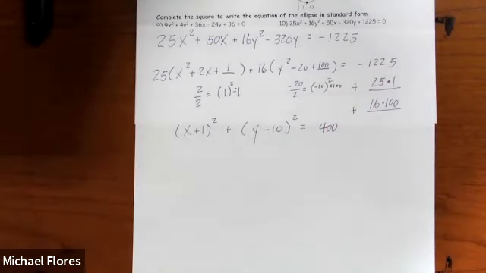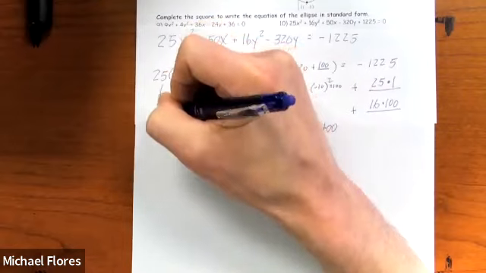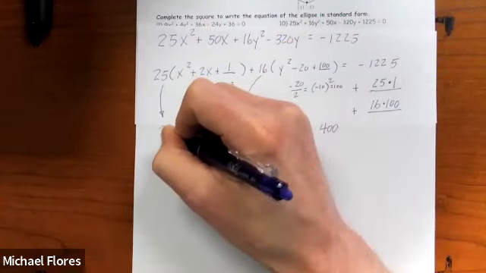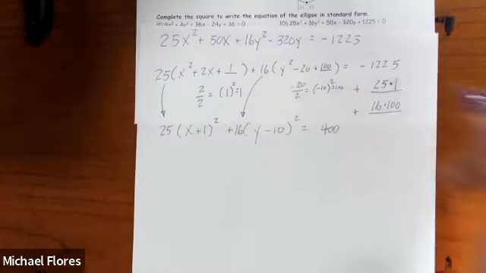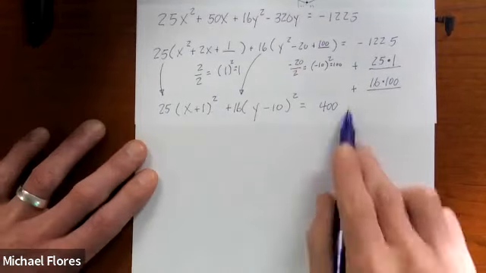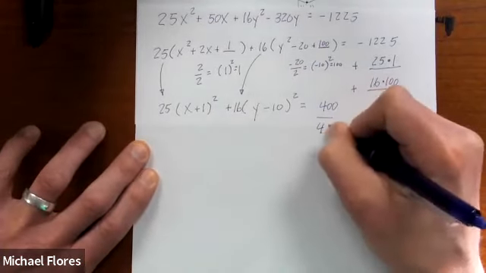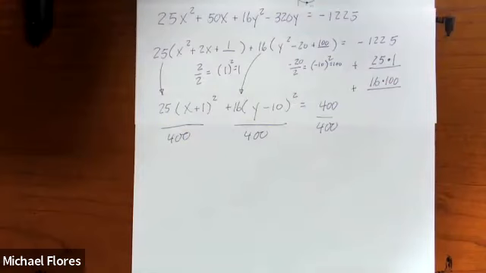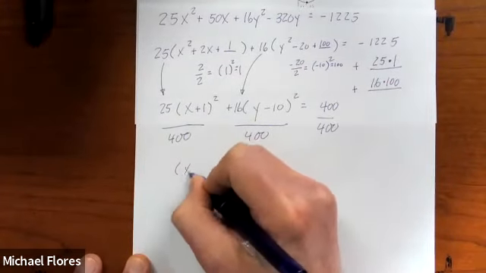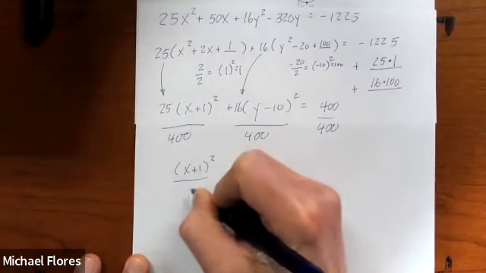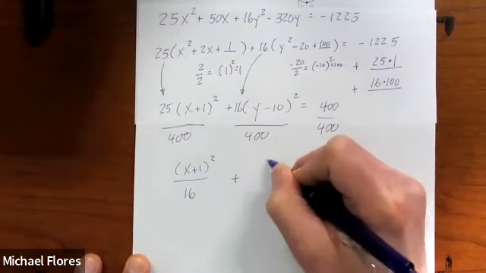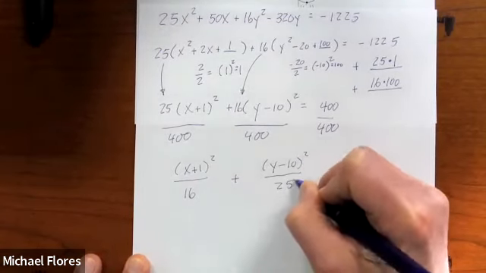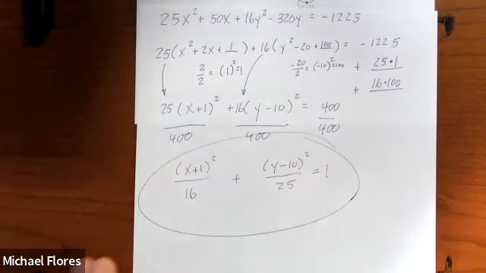What did I forget, y'all? I forgot something, didn't I? See? These require so many steps. It's just easy to forget something. I forgot to bring down those that we factored out. So let me put a 25 here. 16 there. And then in order to solve this problem, we need this to be equal to 1. So we're going to divide everything by 400. And if we reduced, we'd get that's your final answer.